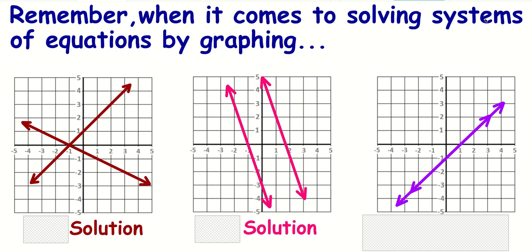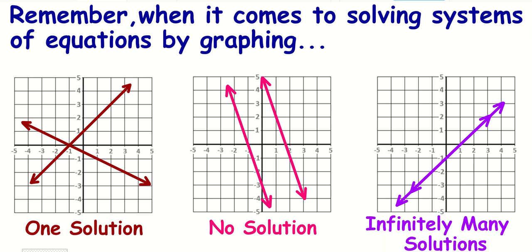So remember, when it comes to solving systems of equations by graphing, if you end up with a picture like this, how many solutions is this? This system would have how many solutions? 1. If your two lines end up looking like this, they're parallel to each other, how many solutions would that be to this system? None, no solution. And if it turns out that your two equations graph the exact same line, one over top of the other, how many solutions here? Infinitely many.